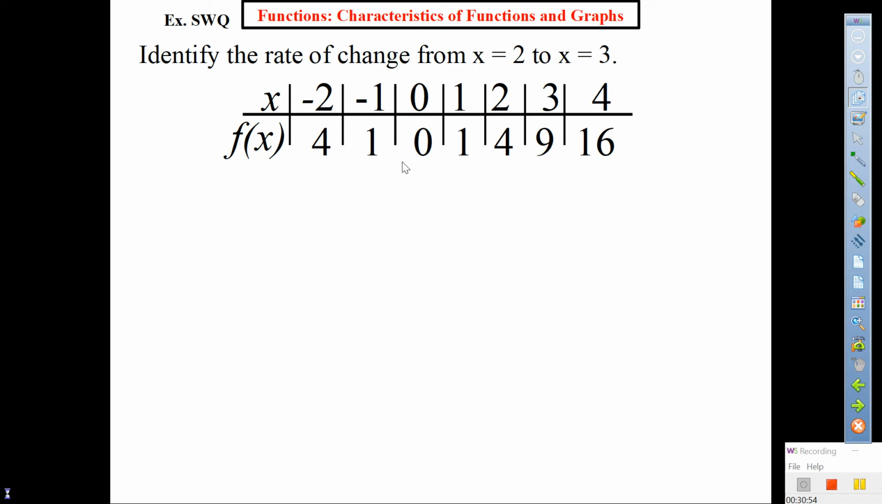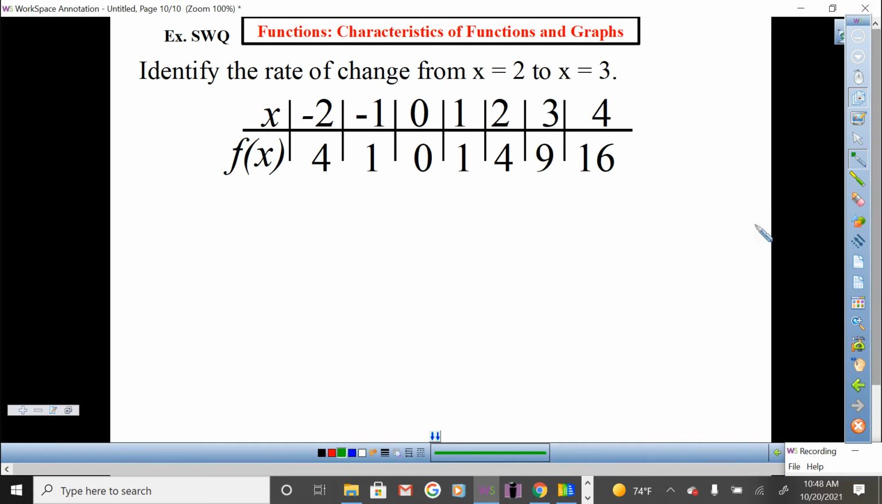It says, example 2, identify the rate of change between x equals 2 and x equals 3. They give us a table. For the domain, they give us -2, -1, 0, 1, 2, 3, and 4. For the range, f of x, they give us 4, 1, 0, 1, 4, 9, 16. So they're asking us to find the rate of change. That means what's happening from there to there, or the slope. That's what rate of change means. For the sake of time, you can copy this from the Nearpod slides. For right now, just pay attention.